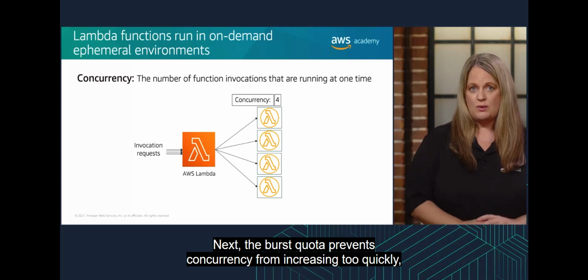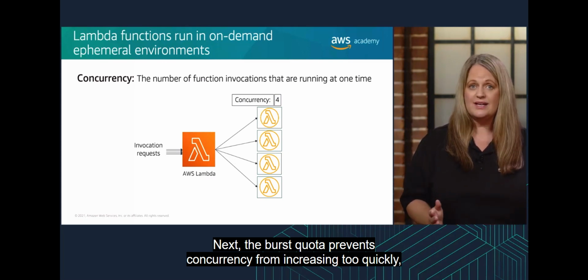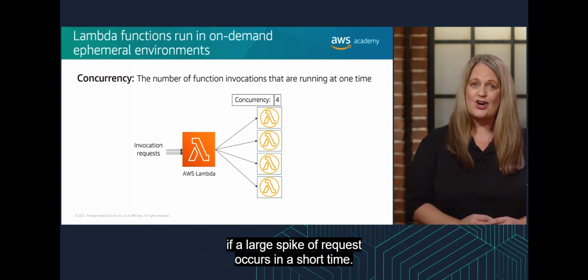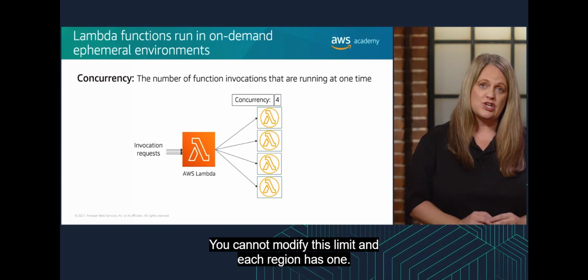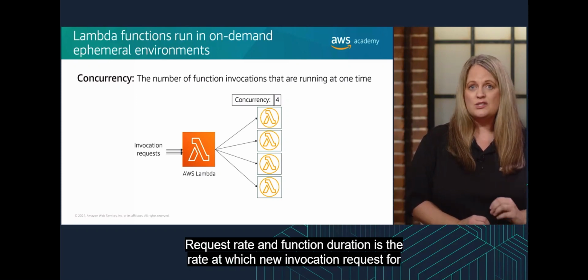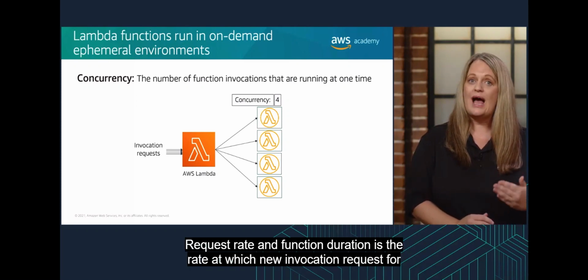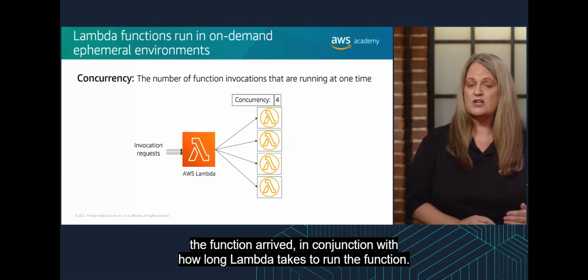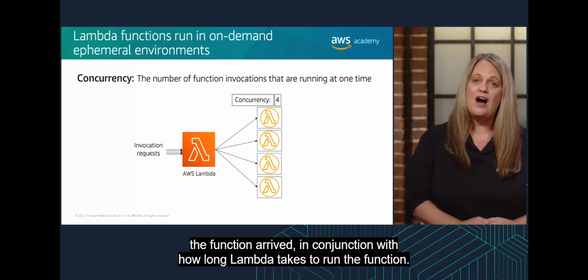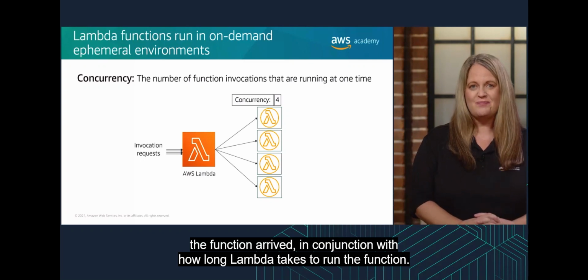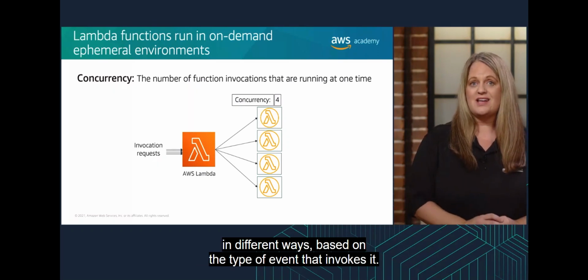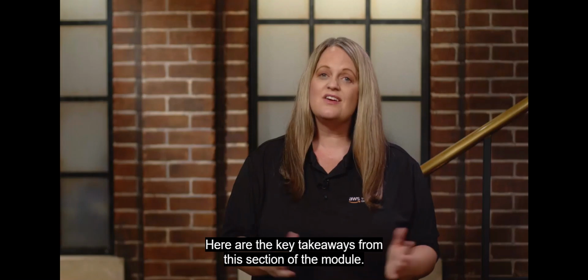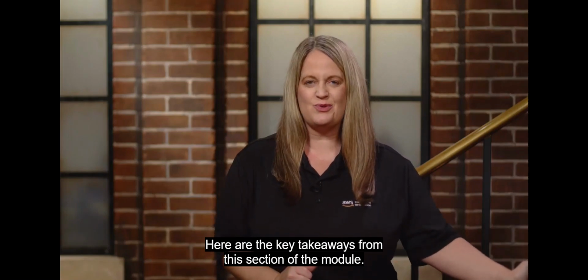Next, the burst quota prevents concurrency from increasing too quickly if a large spike of requests occurs in a short time. You cannot modify this limit, and each region has one. Request rate and function duration is the rate at which new invocation requests for the function arrive, in conjunction with how long Lambda takes to run the function. Finally, the event source is where Lambda manages concurrency of requests in different ways, based on the type of event that invokes it. Here are the key takeaways from this section of the module.